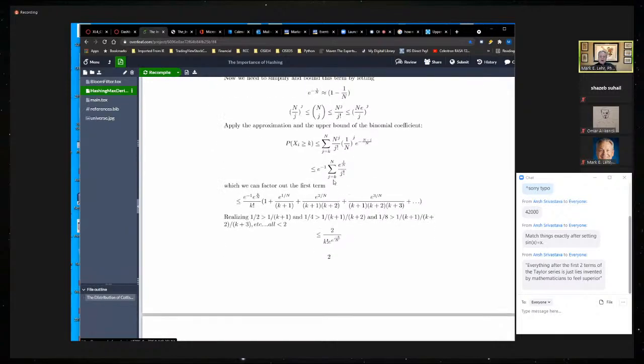So I pull out at k, I pull out e to the k over n over k factorial, and then I take what's left of the sum here. So now we have to sum this term right here. I have to sum that. So what I do is this.